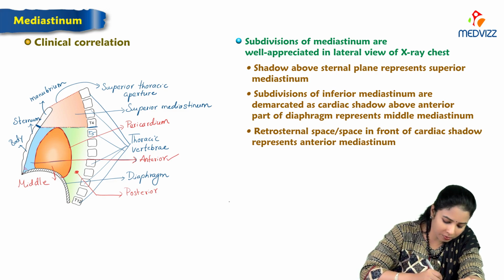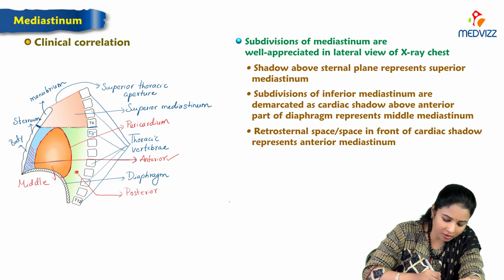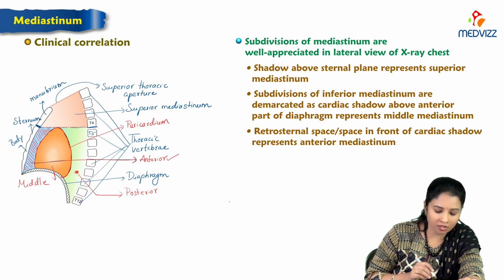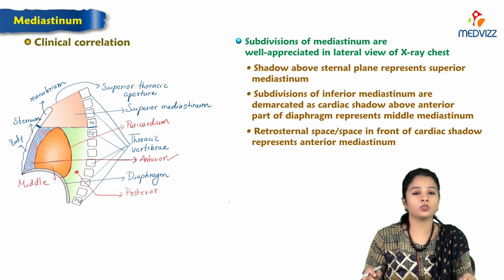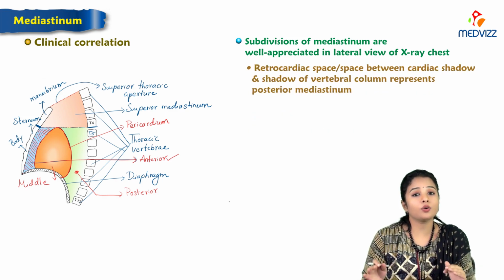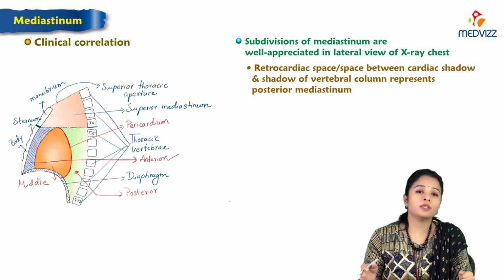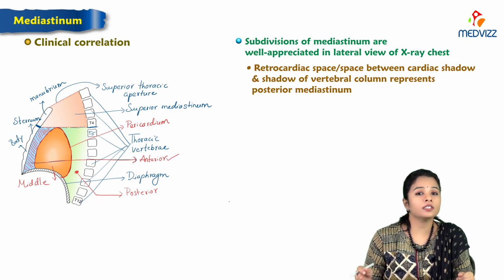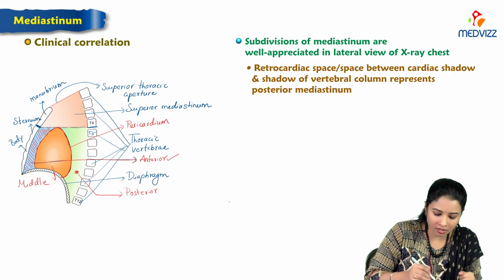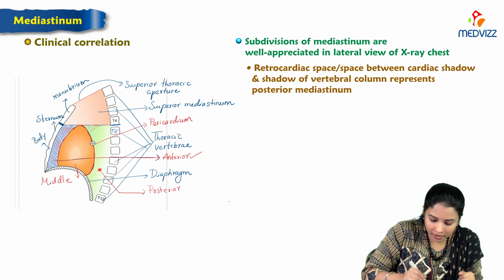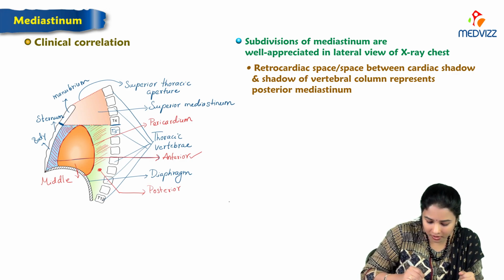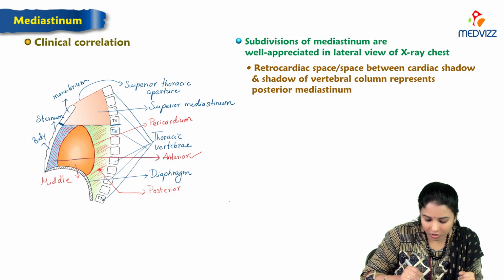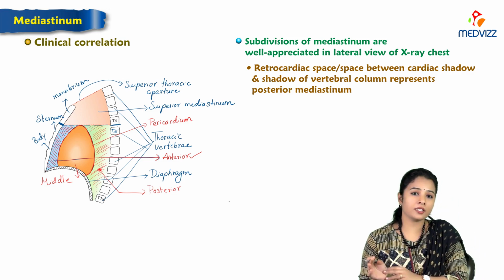So retrosternal space, which is in front of the cardiac shadow, this part is the anterior mediastinum, which is otherwise called as retrosternal space. Retrocardiac space, the space between the cardiac shadow and the shadow of the vertebral column, represents the posterior mediastinum. So this green colored part here, this is the posterior mediastinum, which is called as retrocardiac space.